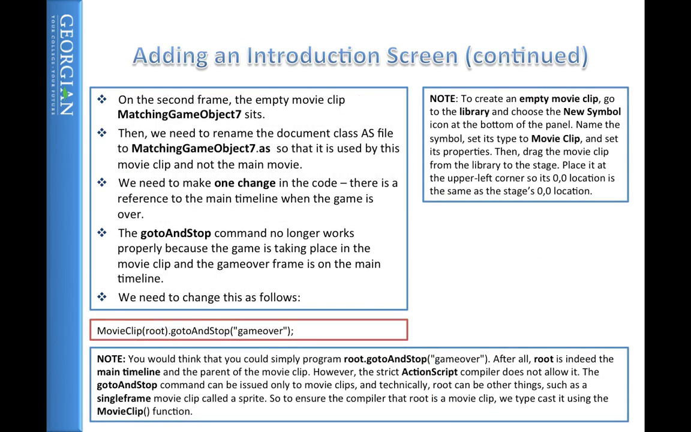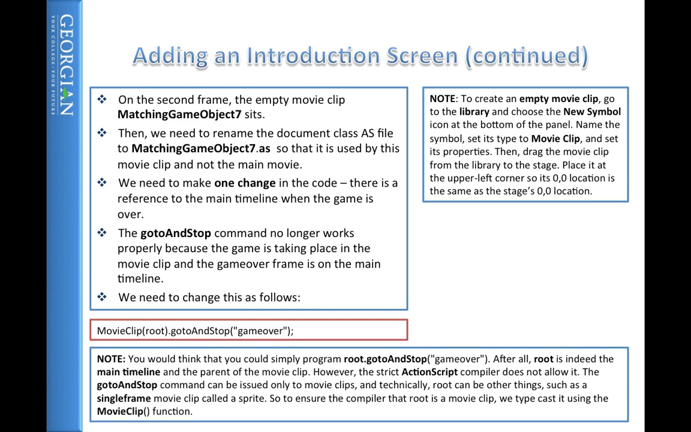On the second frame, so we've done the first frame, this is where your matching game object 7 sits. We need to rename the document class, the ActionScript file that was called matching game object, whatever it was before, to matching game object 7.as, so that it's used by this movie clip and not by the main movie. It's only used by this movie clip.